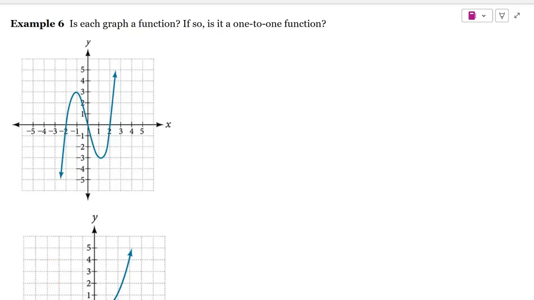Is each graph a function? And if so, is it a one-to-one function? We can use the vertical line test to determine whether a graph is a function.